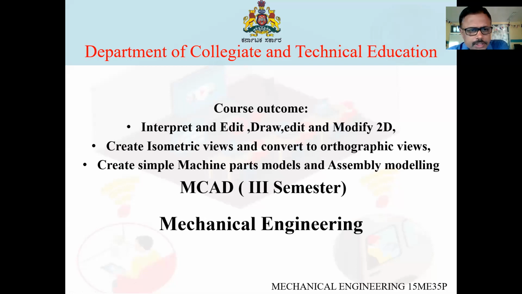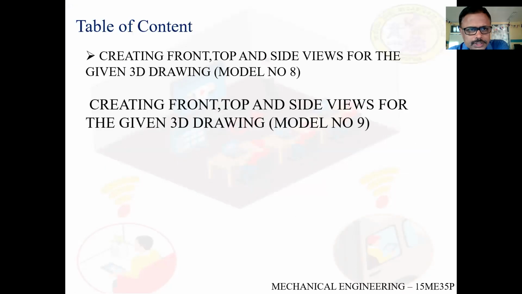The course outcomes for this subject are creating isometric views and converting them to orthographic views, creating simple machine parts, and creating simple assembly models. So in this session, we are going to create the front, top and side views for the given 3D drawings from the given exercises.